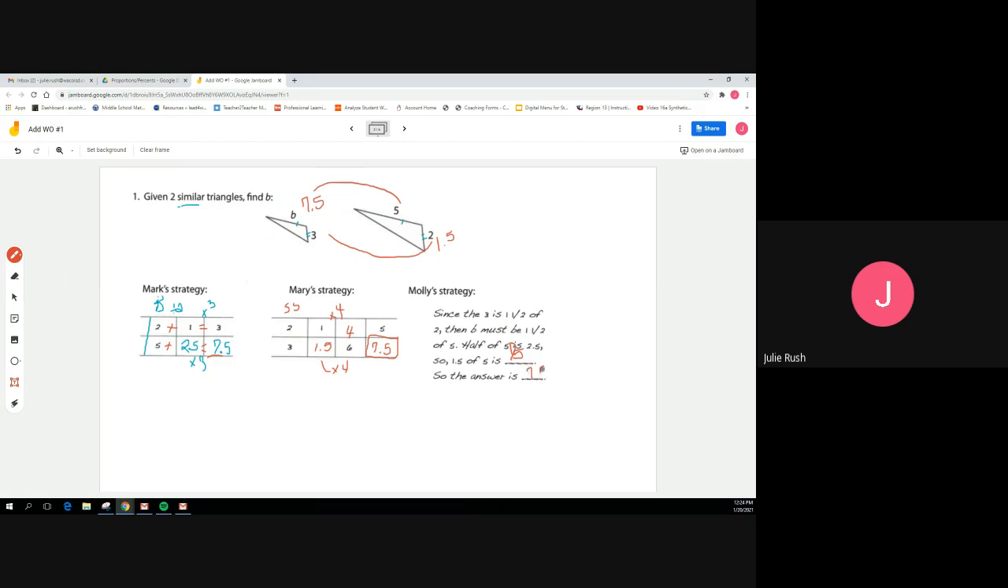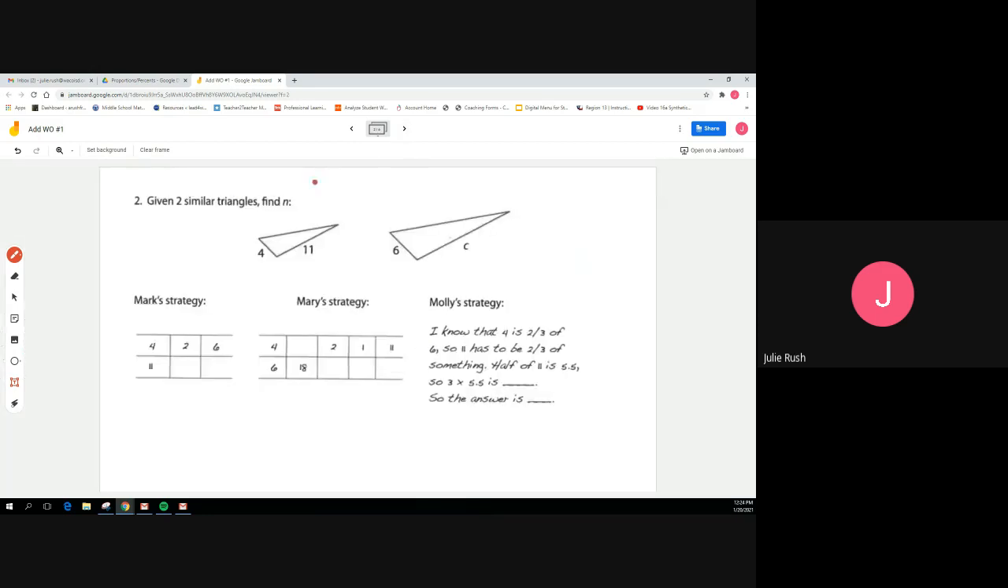No strategy is better than the other, okay? Just depending on however you look at it and however you see it. Problem number 2 says given 2 similar triangles, find n. So we're looking for n, which is marked as C on the paper. Crazy. So we're looking for n or C. So we're just going to make this an n.